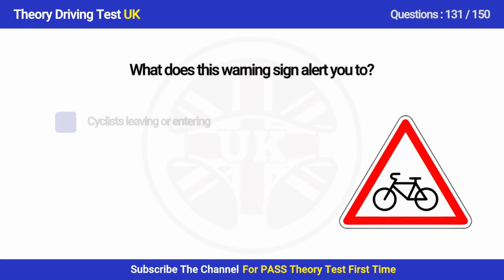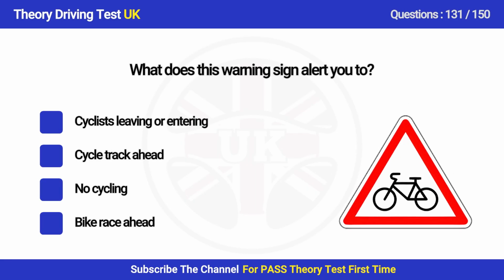Question 131. What does this warning sign alert you to? A. Cyclists leaving or entering. B. Cycle track ahead. C. No cycling. D. Bike race ahead.